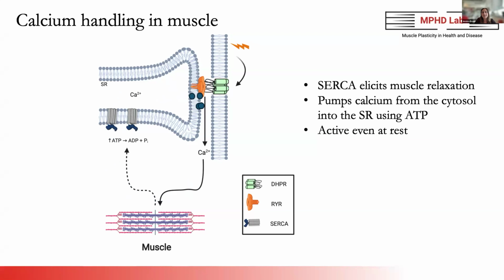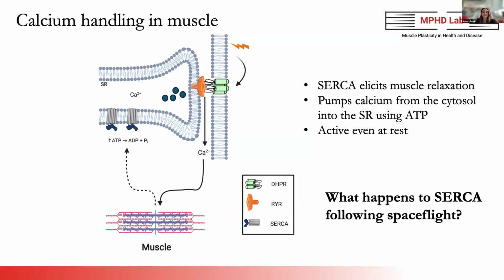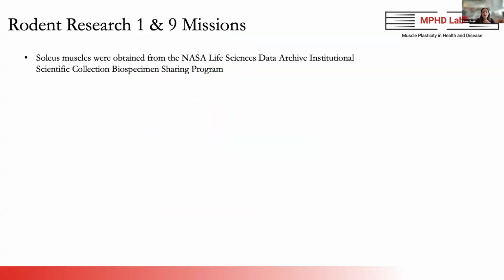With our interest in calcium regulation in muscle in our lab, we wanted to investigate whether SERCA dysfunction could be involved in the weakness and atrophy seen following spaceflight. In order to do this, we were able to receive soleus muscles from the Biospecimen Sharing Program for rodent research missions 1 and 9. The soleus is mainly a postural muscle and thus is very greatly affected in a microgravity or unloading environment, as it's no longer needed to hold us up anymore.